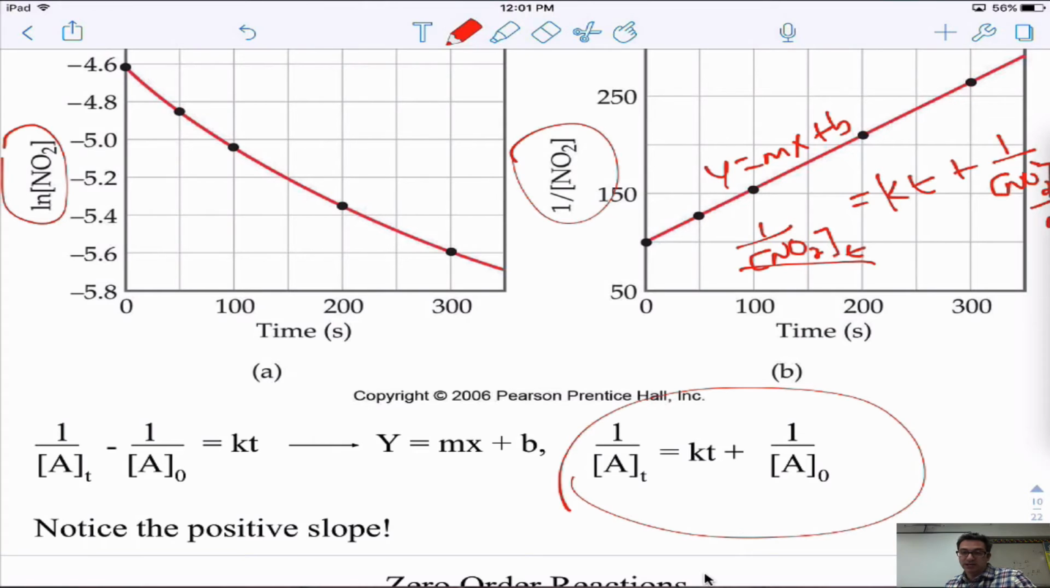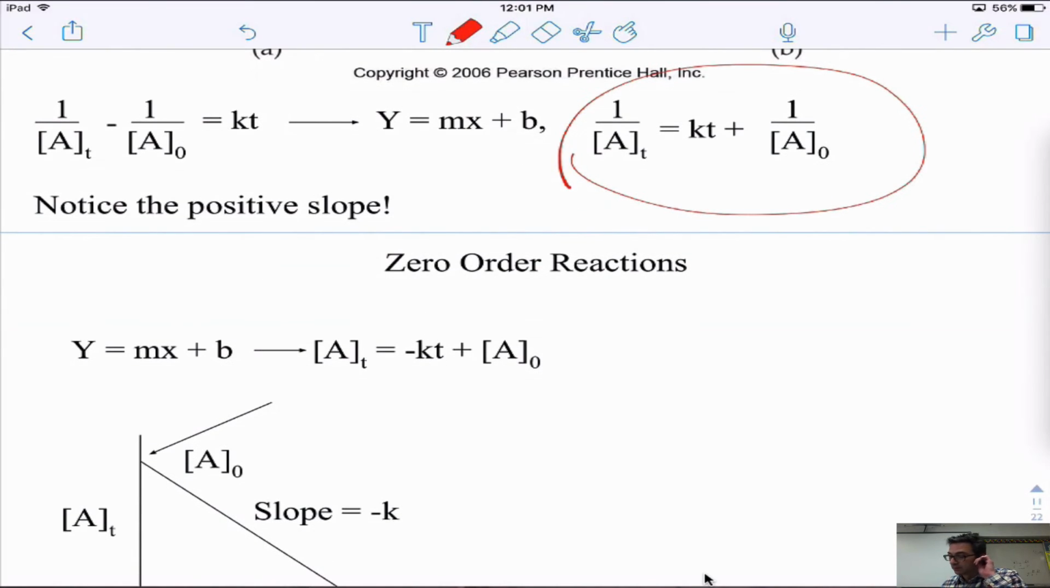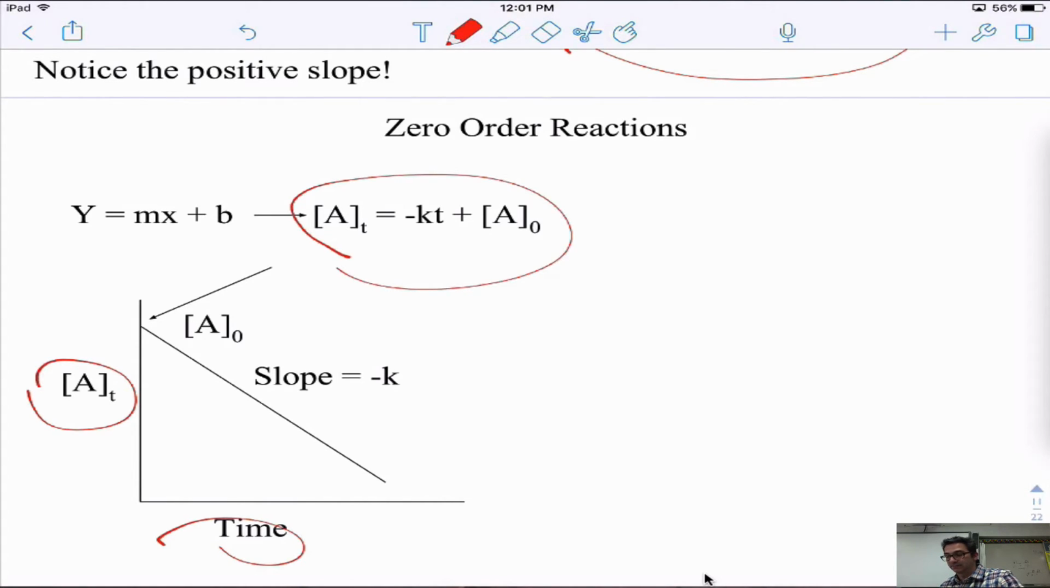Ask the same question, get the same answer, same type of thing. Then I could have something that was 0 order. 0 order, when I do this and I graph it, I get a straight line when I graph concentration versus time. And so my 0 order looks like this. So just to summarize this, if we are 0 order, if we are first order, if we are second order.